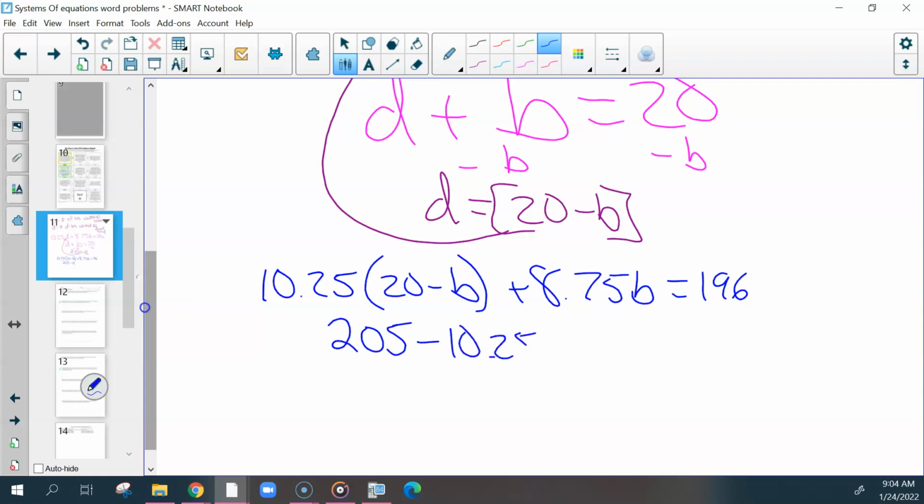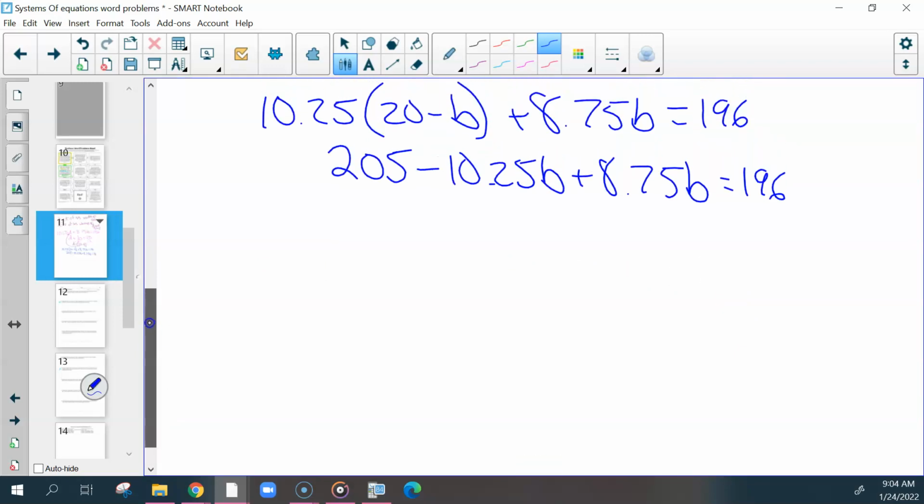Yes, but it'd be negative. Okay. Now we need to combine our like terms. Combine those. Tell me what that would give us. Be careful because this one's negative. If they were both positive, it would be negative. $1.5.